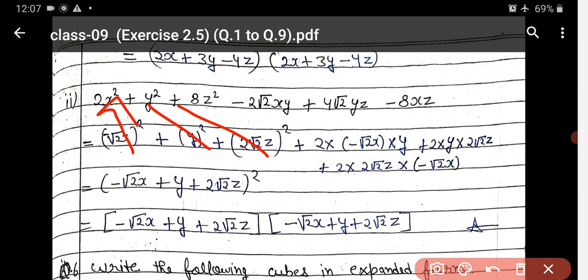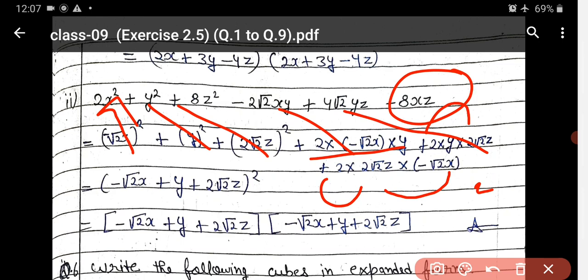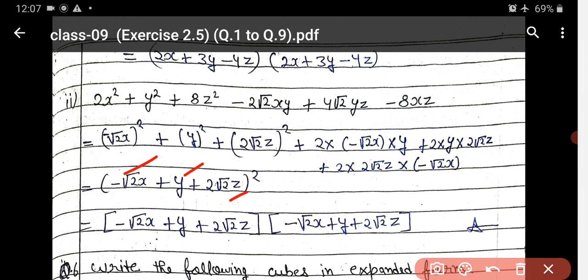Now check that one, it becomes 2 under root 2 negative xy. 2 2s are 4, 4 under root 2 yz. Now plus, minus minus, 2 2s are 4, and under root 2 into under root 2 becomes 2, then 4 2s are 8, it becomes 8z. So it is correct. So write a plus b plus c whole square, then you have to write 2 times, it is your final answer, okay.